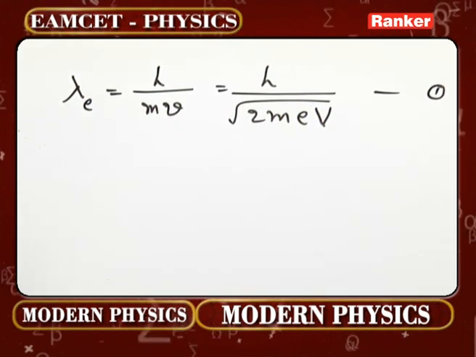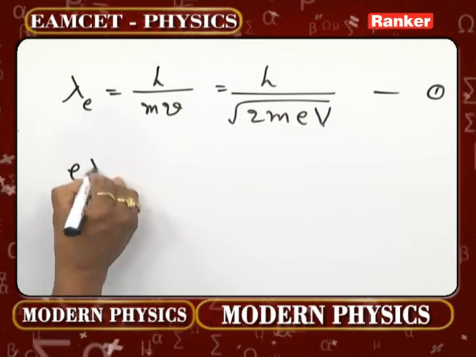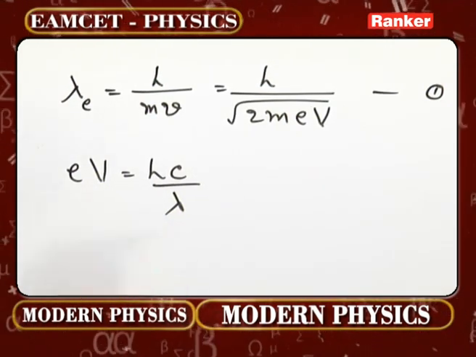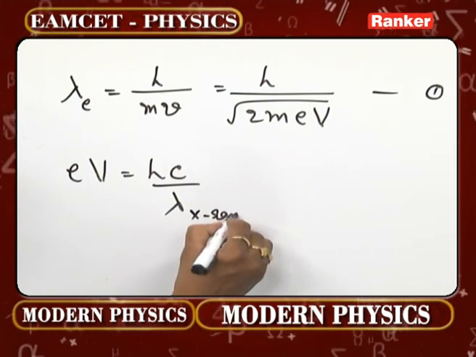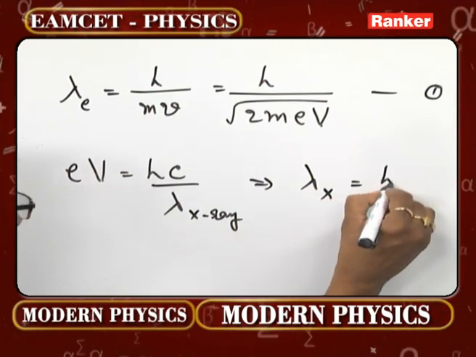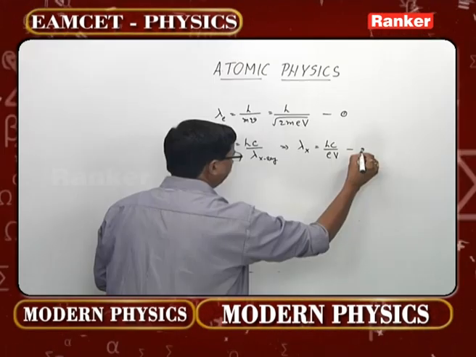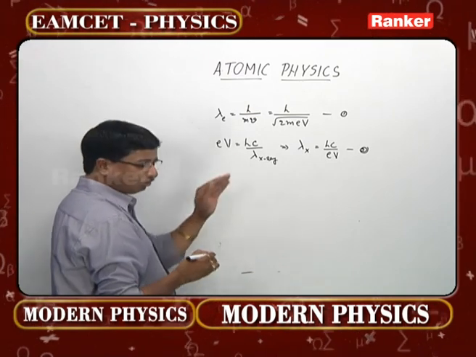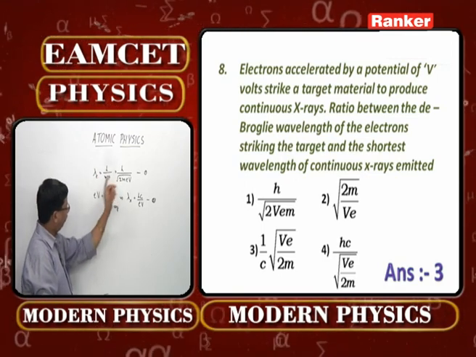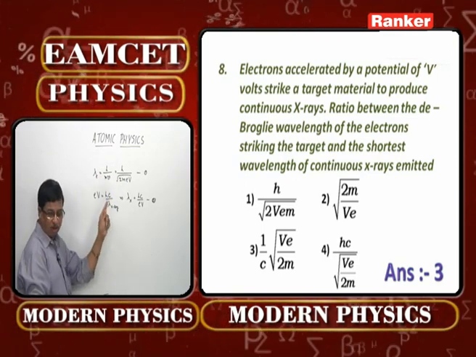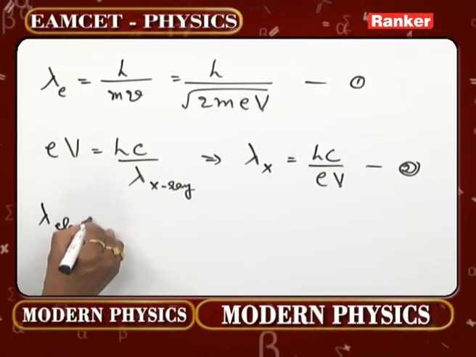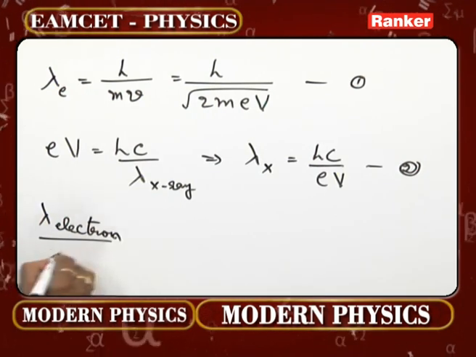And what next is he asking? Shortest wavelength of continuous X-rays. You all know eV must be equal to hc by lambda, where lambda is of X-ray. Remember this point. Then can't we write once again lambda of X-ray is equal to hc by eV? That is the second equation. Now his question is, what is the ratio between the de Broglie wavelength of electron and the wavelength of emitted continuous X-ray? So take the ratio: lambda of electron divided by lambda of X-ray.